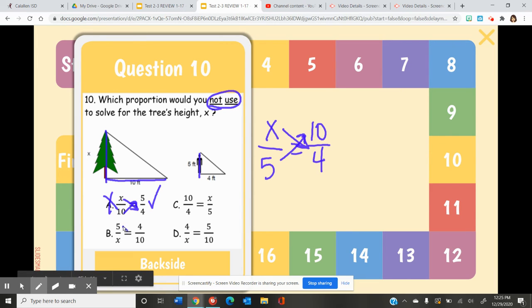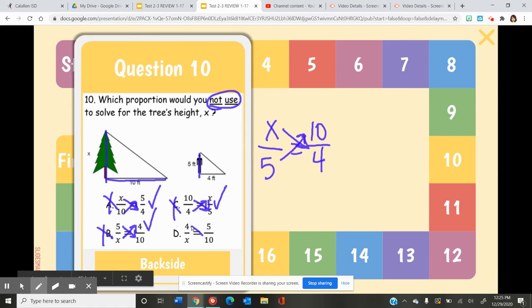So again, looking at B, I should have 5 diagonal to 10, and that is what I have here. When I have that diagonal to each other, I should also have x diagonal to 4. So that is also correct. Here, for letter C, I have 10 diagonal to 5. That's what I have there. And then I should also have 4 diagonal to x, and that's what I have there. So A, B, and C, those are all proportions that we can use to solve for the tree's height.